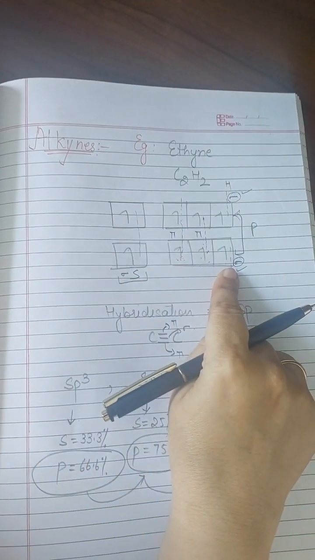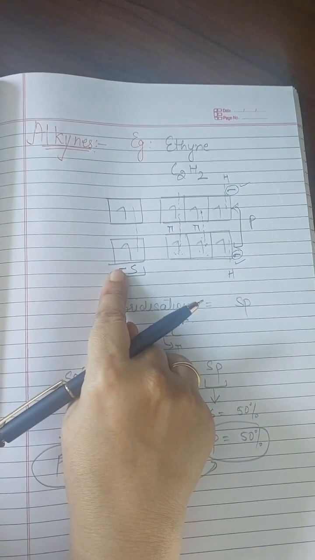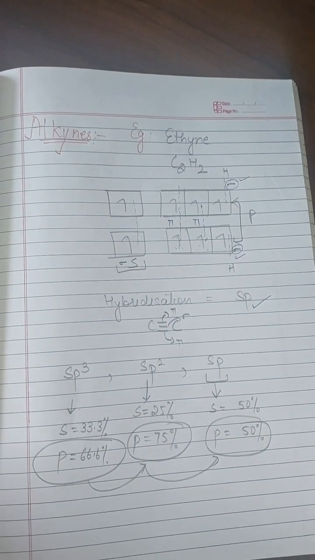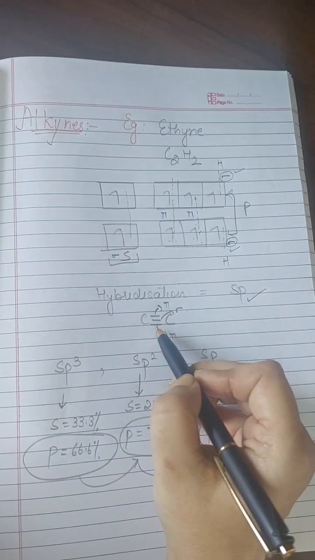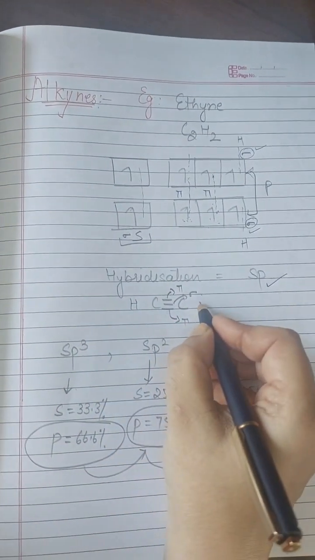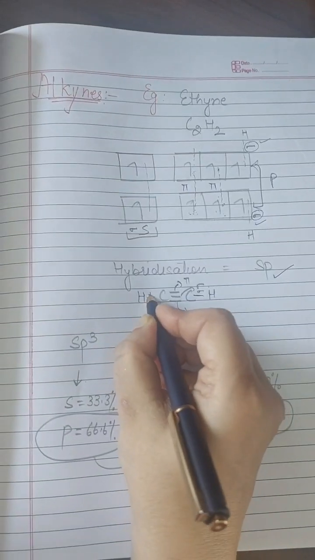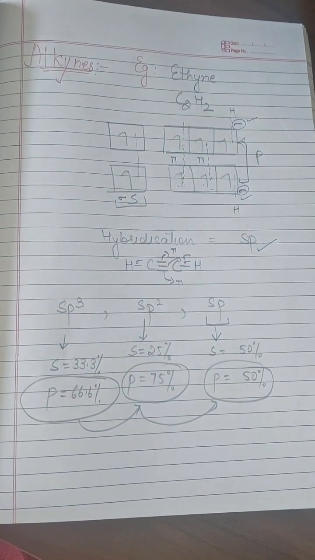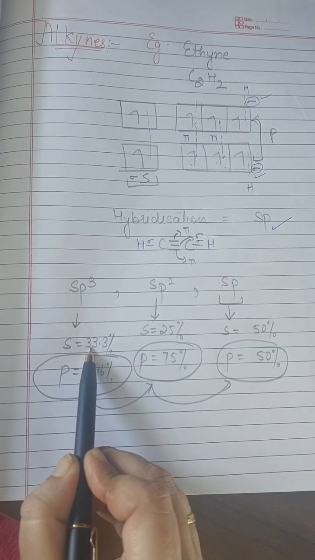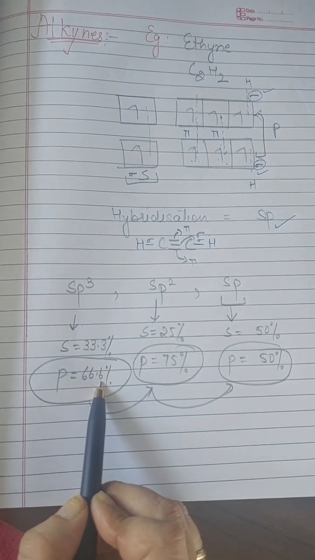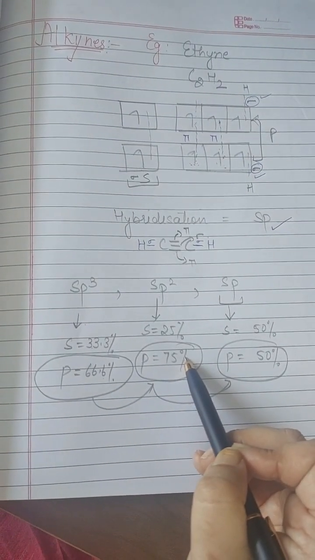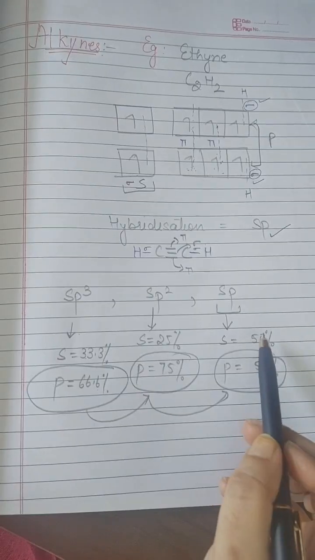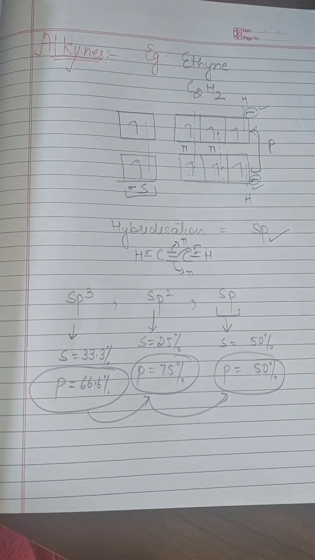Now how much overlapping is occurring between 2 different orbitals? One is an s orbital and one is a p orbital. So its hybridization will be sp hybridization. So the carbon-carbon triple bond will have 2 pi bonds and 1 sigma bond, and with hydrogen it will also have sigma bonds. So now we have studied sp3, sp2 and sp hybridization. In sp3, s character is 25% and total p character is 75%. In sp2 there is 66.6% p character, and in sp hybridization there is 50% p character.